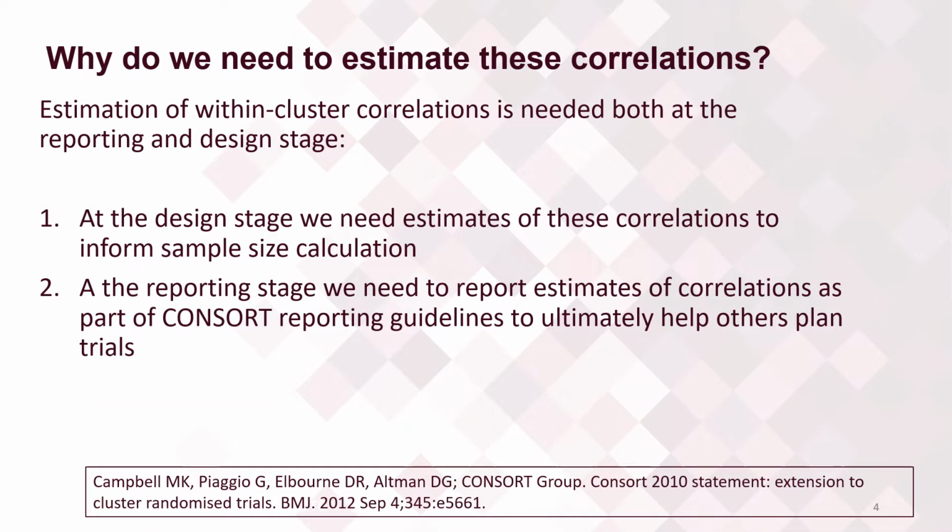So just as a reminder, why do we need to estimate these correlations? Well, we need to estimate these correlations both at the reporting stage of a full trial, but also they're needed at the design stage. So at the design stage, we need these estimates so that we can properly inform and calculate our sample size requirements. At the reporting stage, we need to report these estimates because this is part of the CONSORT reporting guidelines. And ultimately, the idea behind reporting them is to help others inform and plan future trials.